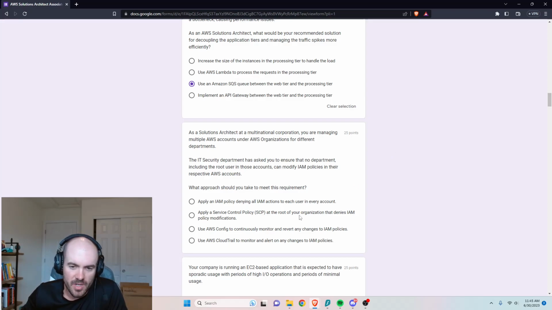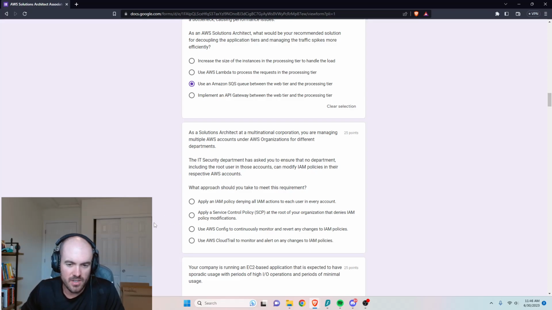Apply a service control policy at the root of your organization that denies IAM policy modifications. That makes sense because, again, if we want to include the root account, then we want to apply that SCP at the very top of our organizational hierarchy, and then that would trickle down to every organizational unit in our organization. And again, this doesn't completely restrict IAM like the first option does. It only denies IAM policy modifications, which essentially is what we want.